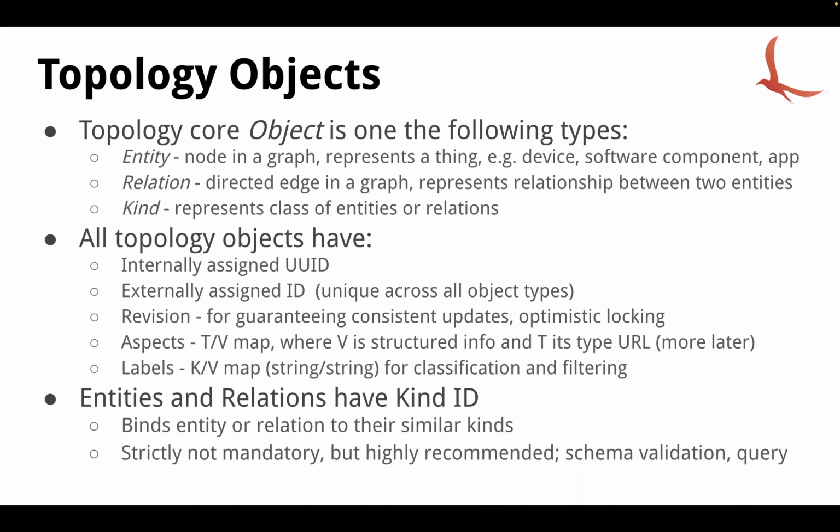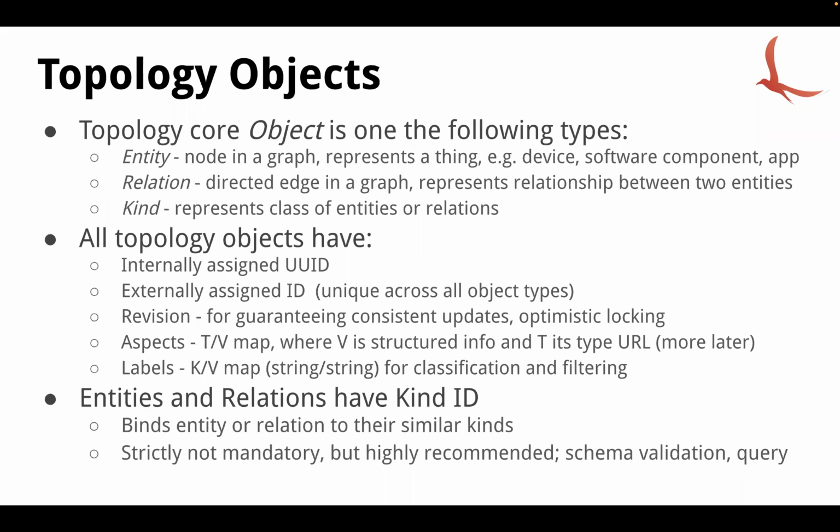The kind represents a class of entities or relations. Think of it as literally like a class, right? Except it doesn't come with any behavior. It comes with maybe some default data with it, but that's about it. Entity itself is a node in the graph. Relation is a directed edge in the graph. And the relation is between two entities, and entity itself is something that represents a thing of some sort, like I said, device, interface card, port, software component, or even an application.